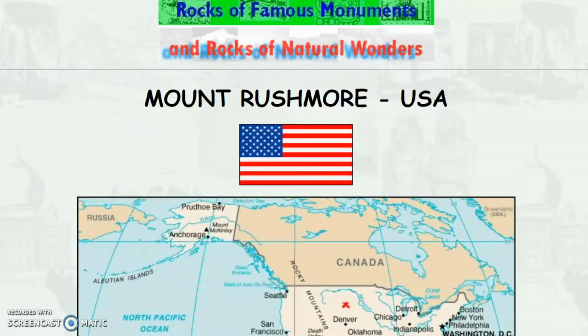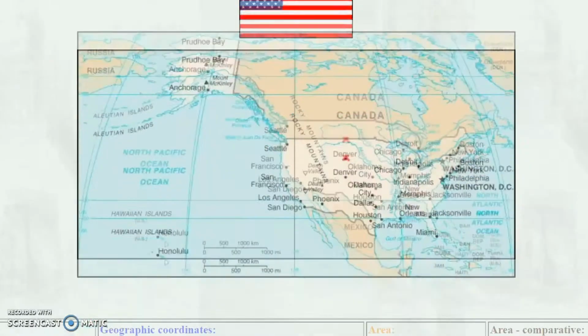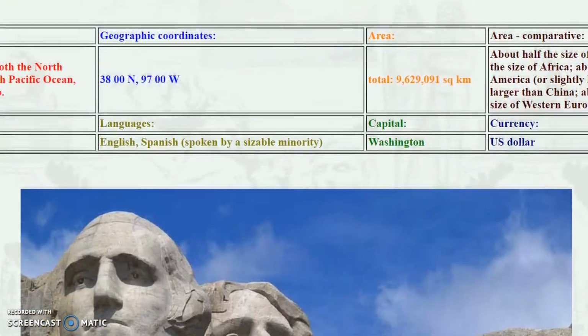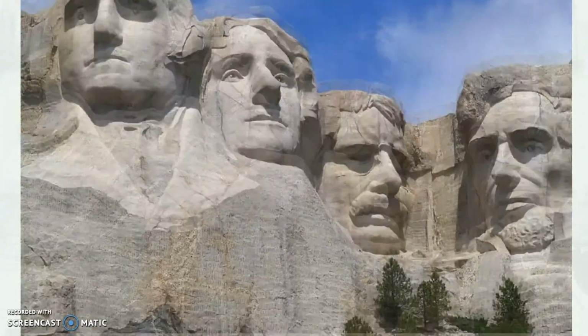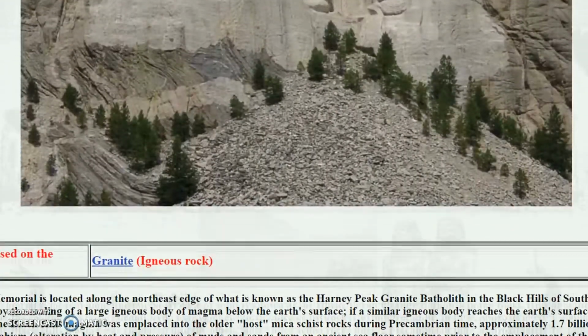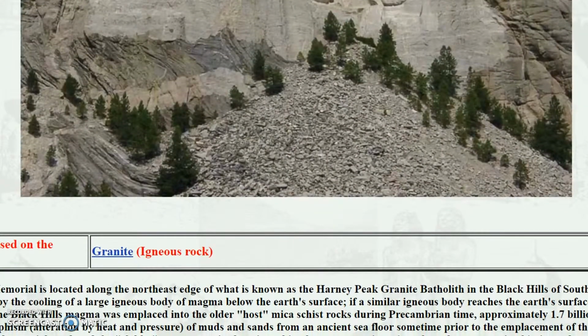And our last location is Mount Rushmore right here in the USA. It's located in South Dakota, and I think we all can recognize it. And it's made out of granite, which is igneous rock.